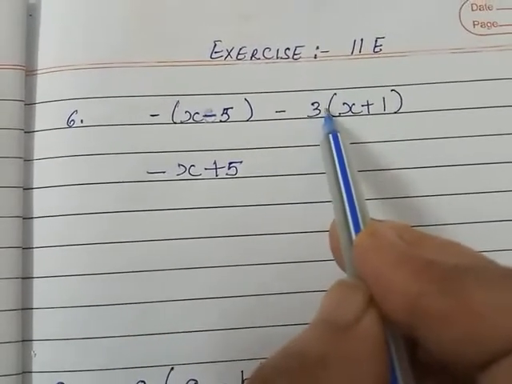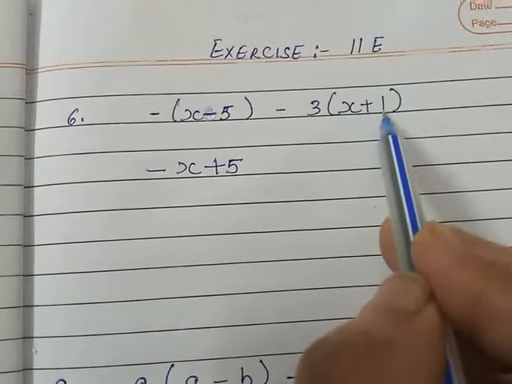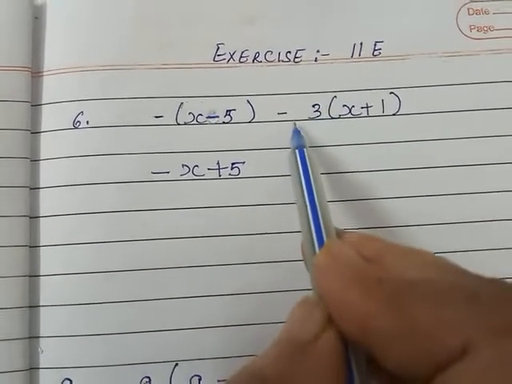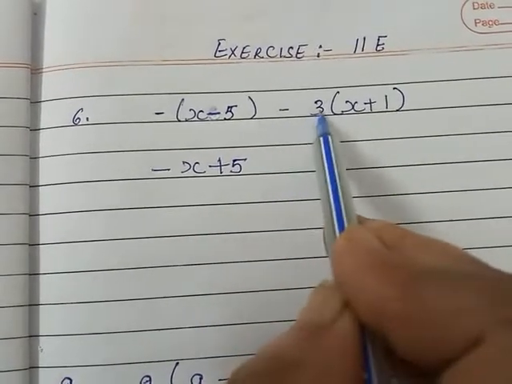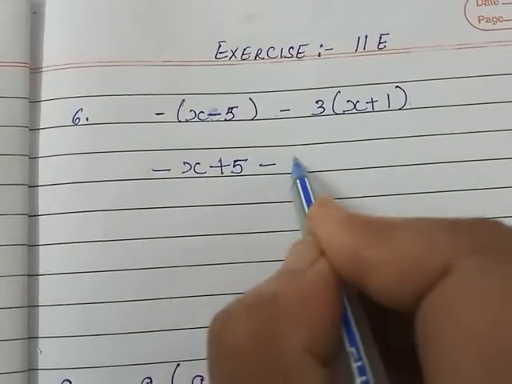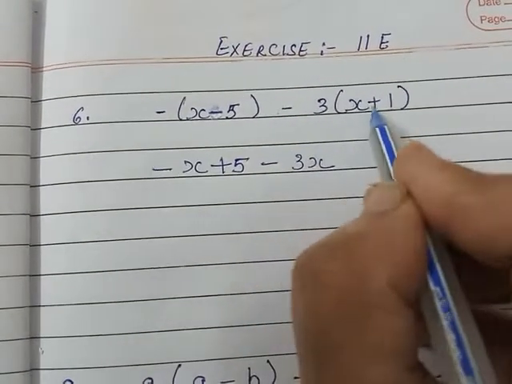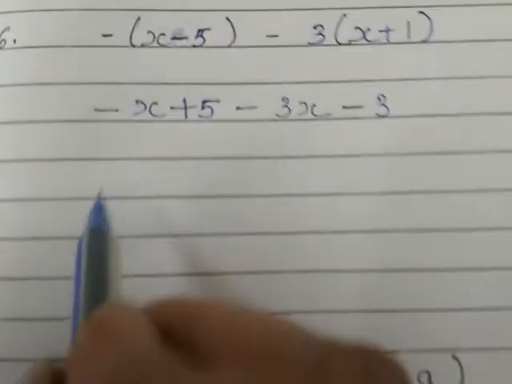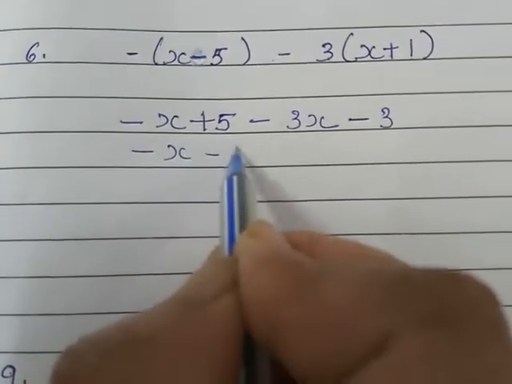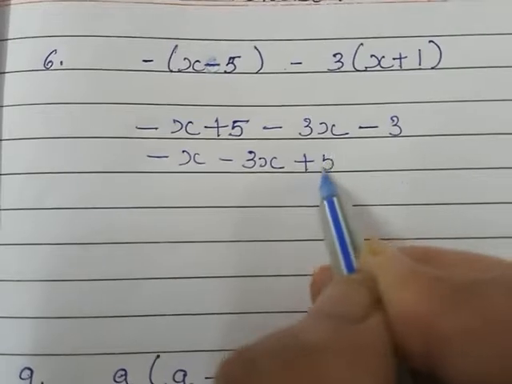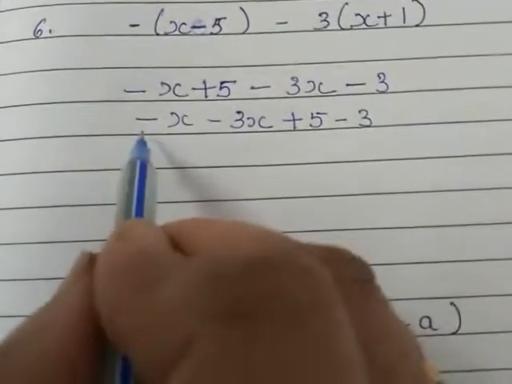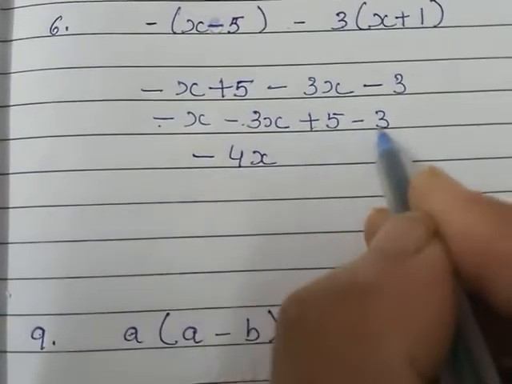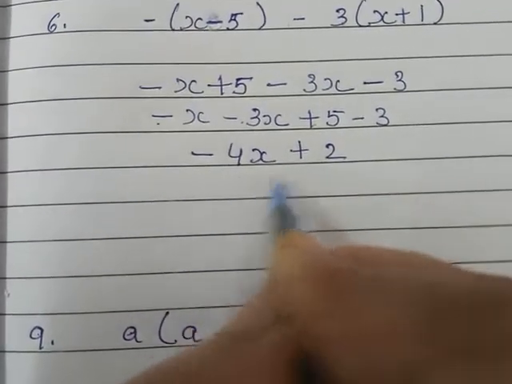Now this is minus 3, and this term is directly written before the bracket, so there is no plus or minus sign between this term and the bracket. So we will multiply each term with minus 3: minus 3 into x is minus 3x, minus into minus is plus, and 3 into 1 is 3. Now we will gather the like terms: minus x and minus 3x, then plus 5 and minus 3. Minus x and minus 3x is minus 4x, plus 5 and minus 3 will be plus 2. So this is the answer.